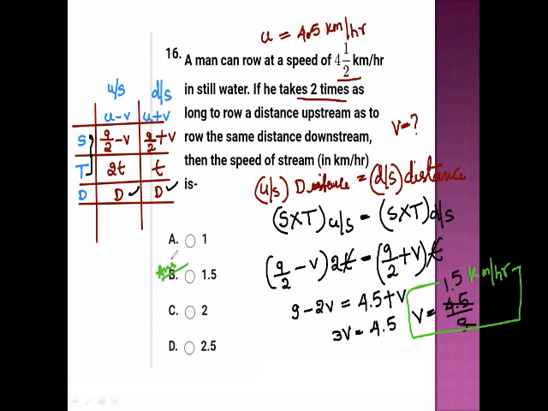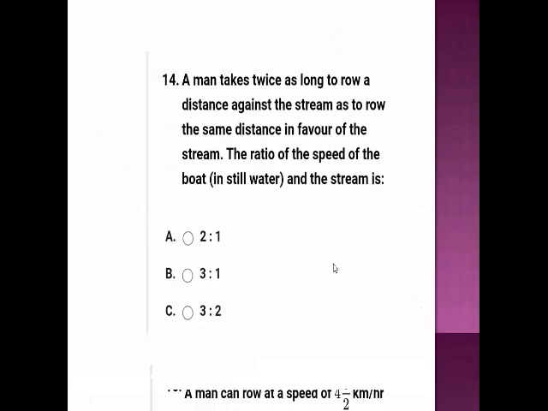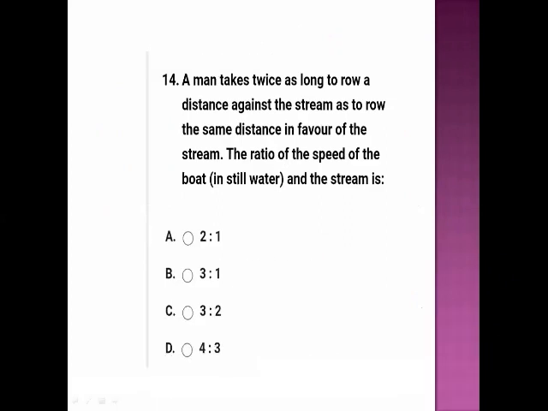Okay, so next we are moving with the next problem. Question number 14, we are going to solve here.